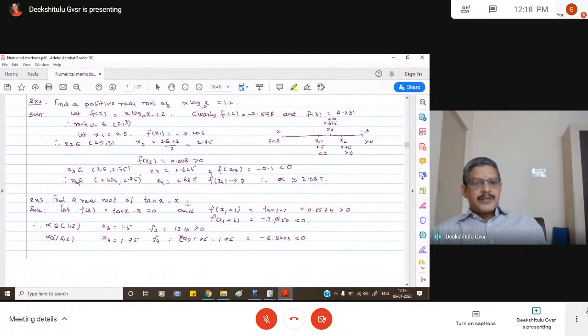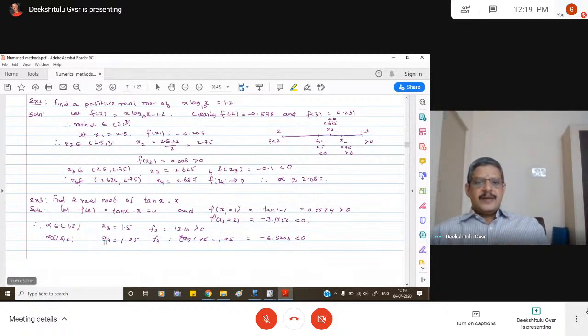Find the real root of tan x is equal to x. f of x is equal to tan x minus x, equal to 0. f of x1 is positive, and f of x2 is less than 0. One beautiful thing here is we don't require the values of the function. We require only the sign of the function values, positive or negative. We don't calculate the function values at the midpoint. Only the sign is important. So the root lies between 1 and 2.